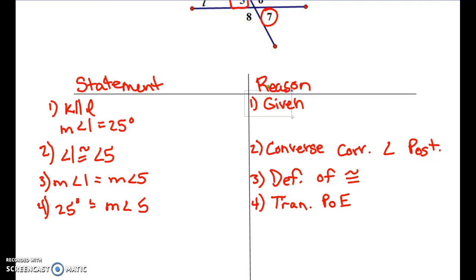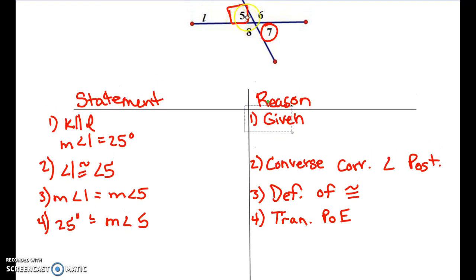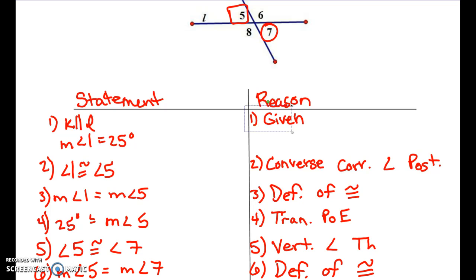And now we're going to look at the other pair of angles, our helper angle, angle 5, and the angle we're interested in, angle 7. We're going to say how they're related. Well, they're vertical angles, and we know that vertical angles are all congruent. And they're all congruent by the vertical angle theorem, so that's my reason there. But remember, we can't mix equality and congruency, so I'm going to have to do another step to show that angle 5 and 7 are in fact equal. And we can always say that things that are congruent are equal by the definition of congruence.